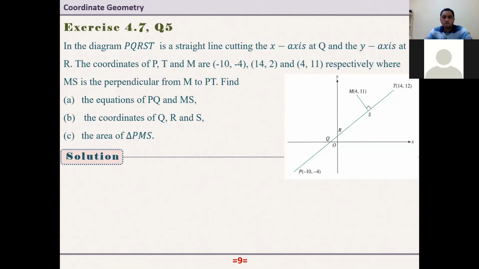In the diagram, PQRST is a straight line cutting the x-axis at Q and the y-axis at R. The coordinates of P, T and M are negative 10, negative 4, 14, 12, and 4, 11, respectively, where MS is the perpendicular from M to PT. Find A, the equations of PQ and MS, B, the coordinates of Q, R and S, and C, the area of the triangle PMS.